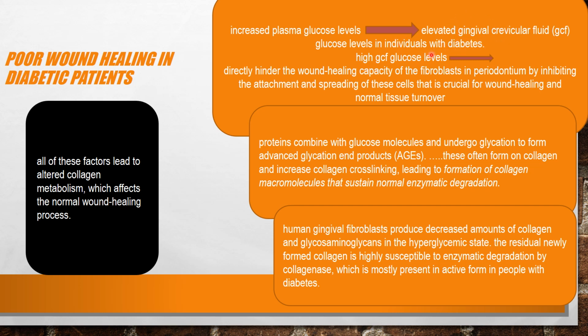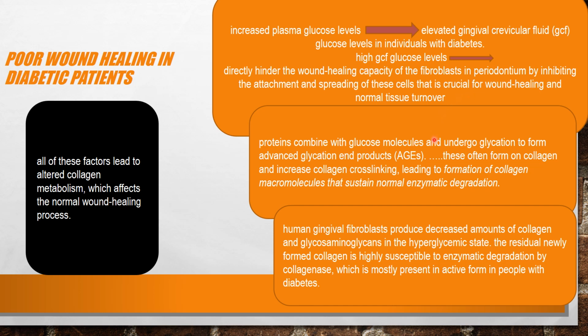This high rate of glucose in GCF directly hinders the wound healing capacity of the fibroblasts in the periodontium by inhibiting the attachment and spreading of these cells, which is crucial for wound healing and normal tissue turnover. So this directly affects the fibroblasts. That is the first factor responsible for poor wound healing.